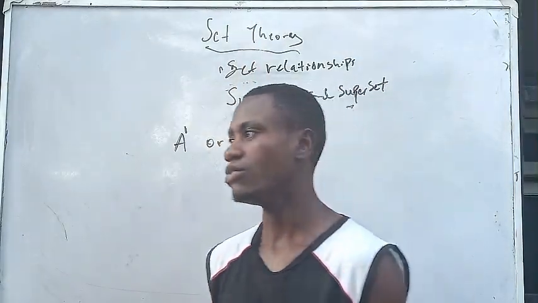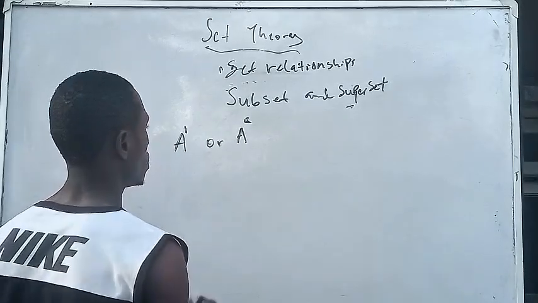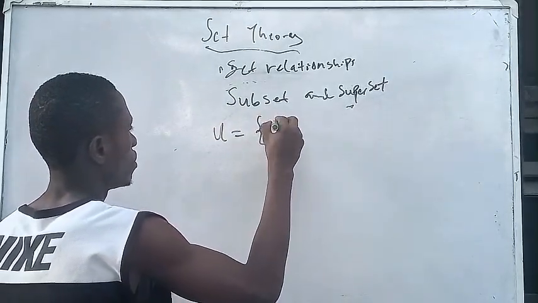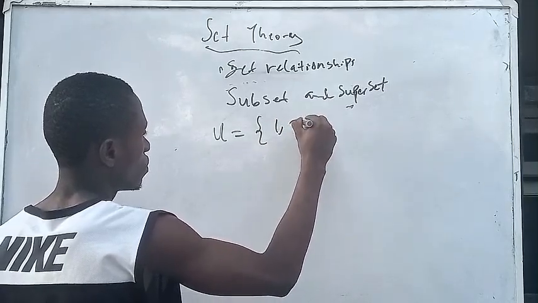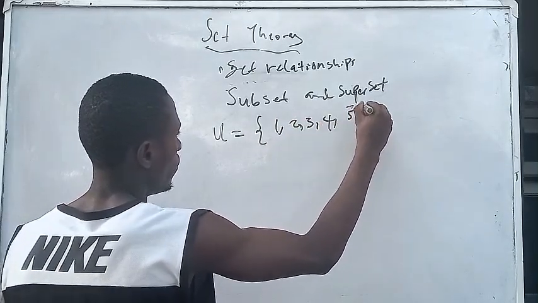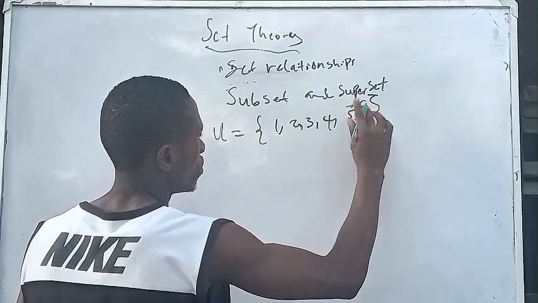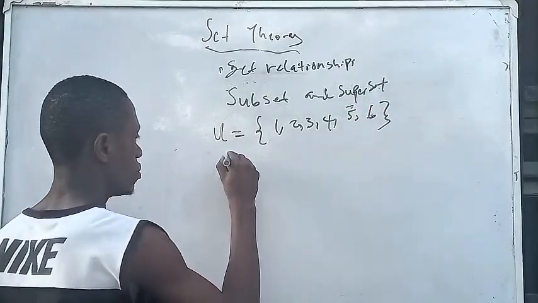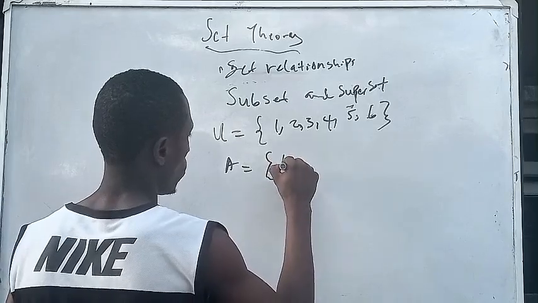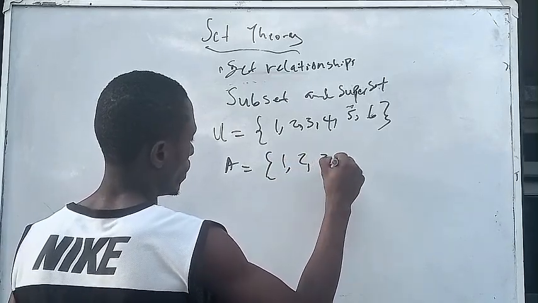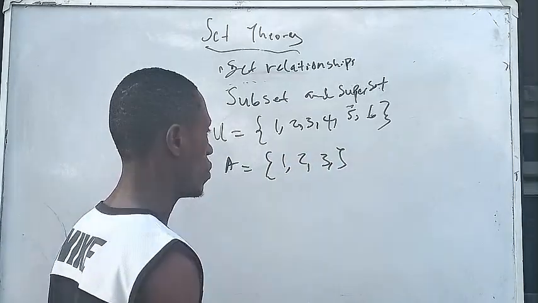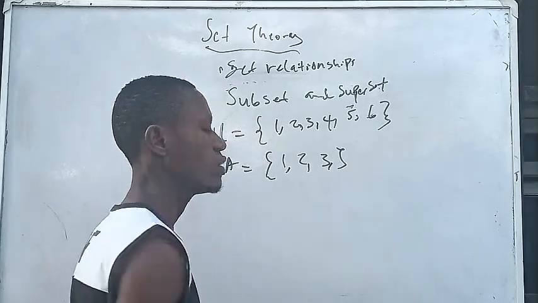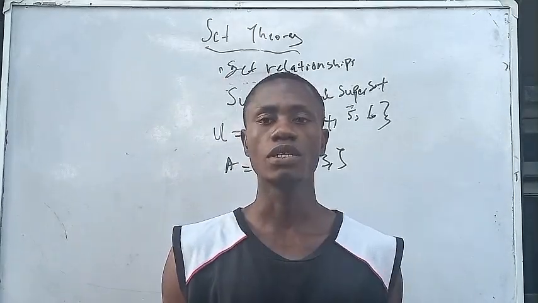Now, how does this relate? Let's assume we had a universal set of 1, 2, 3, 4, 5, 6. Right? Now, let's assume A is 1, 2, 3, right? Now, if the subset came from the universal set, then what will be the complement?